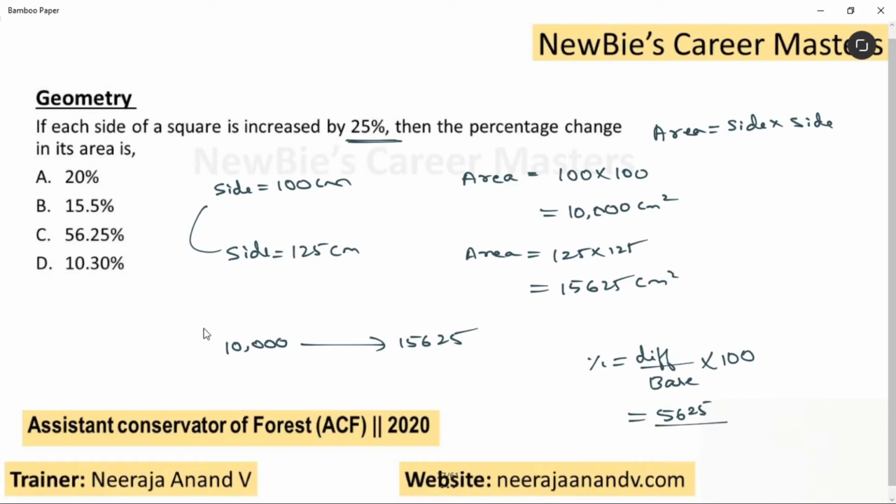See, from this number the change is happening. No, this is the initial one. So you have to take that as the base. Okay. Into 100. What is this value? 56.25%. Option C is the answer for this question. Then, instead of assuming a variable for this and complicating the question, what you can do is just assume a number for this side, like 100, a friendly number. Use that number to answer this question. I hope the method is clear.